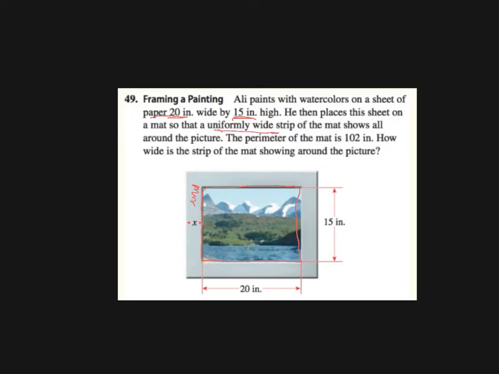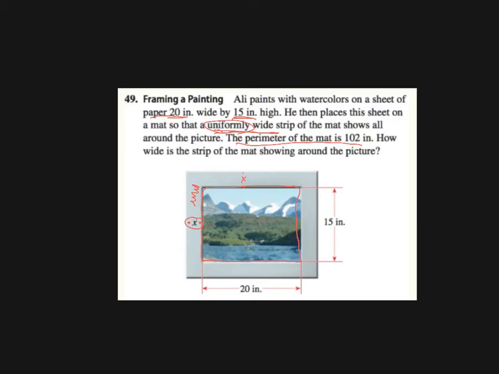And it's uniformly wide. So what they're trying to tell us is that even though this is a distance of x, this is also a distance of x because the width is uniform all the way around. And the perimeter of the mat is 102 inches. So how wide is the strip?